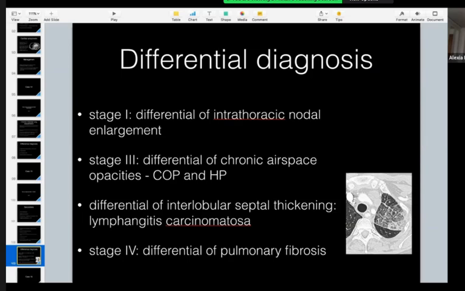And with stage 4 sarcoid, your differential would be that of a pulmonary fibrosis. So UIP pattern would be a differential, or a fibrotic NSIP picture. Okay?